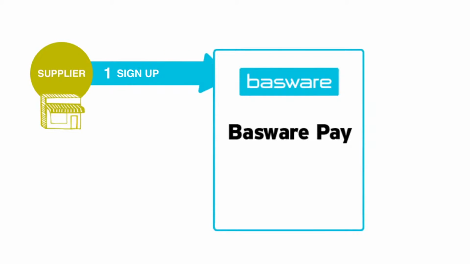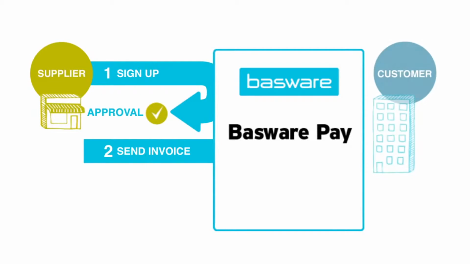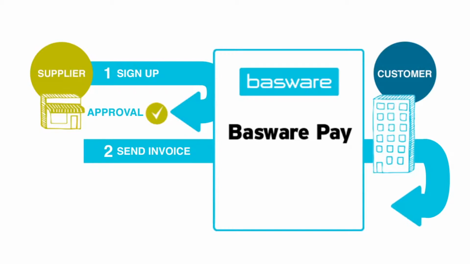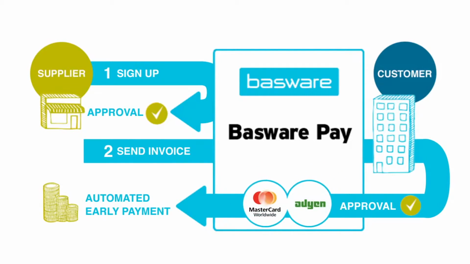Suppliers are invited to sign up to Basware Pay. Suppliers send invoices to their customers through the Basware Commerce Network. The customer receives the invoice and approves it. Once approved, that invoice becomes eligible for early payment. The payment is automatically made to the supplier with MasterCard virtual account technology. The supplier gets paid early, less a small discount. Additionally, suppliers receive rich remittance data, which makes payment reconciliation easier.